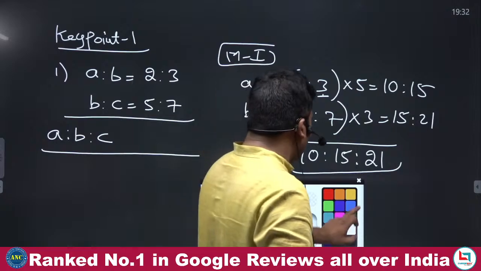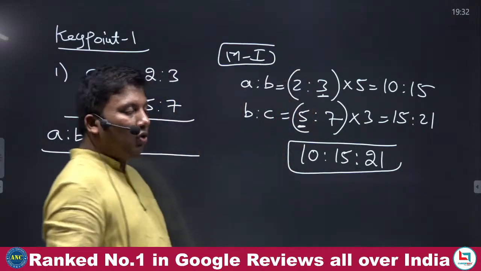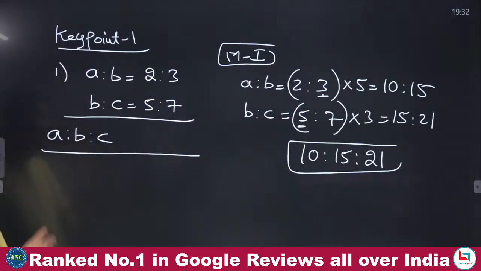How to do it orally? Listen carefully, sir. Orally. A is to B is 2 is to.